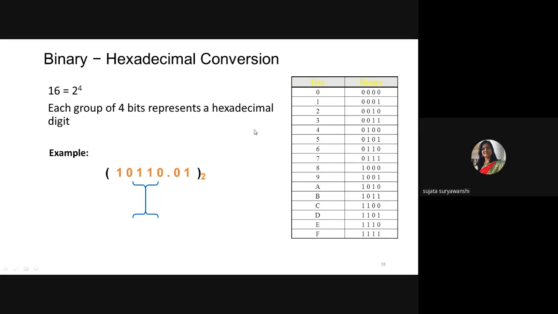And in case of binary to hex, we can consider hex numbers. Hex numbers are valid from 0 to 15. 15 can be represented by 4 times 1. So the maximum digit of the hexadecimal number is represented by 4 binary digits. So if you want to convert any binary to hex or hex to binary, we need to make a group of 4 bits. Understood? You all are getting that concept now?